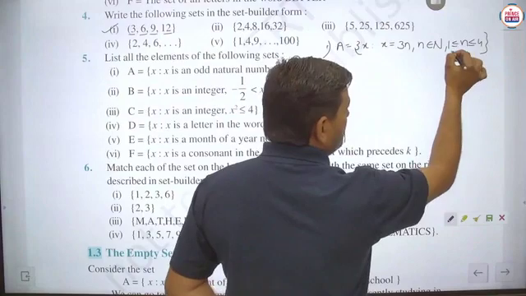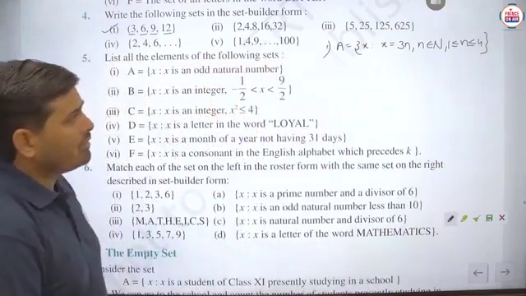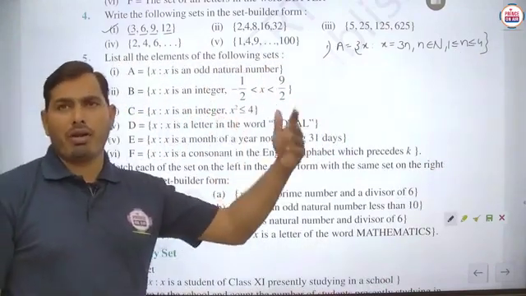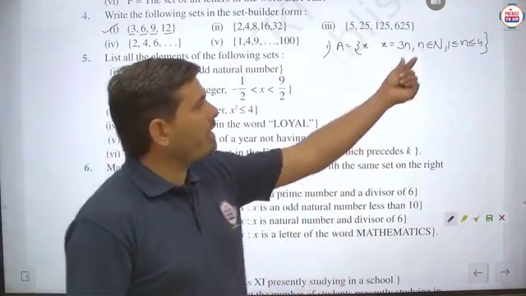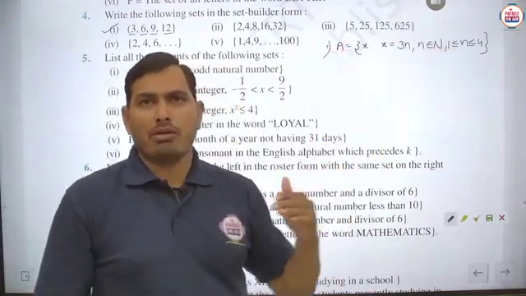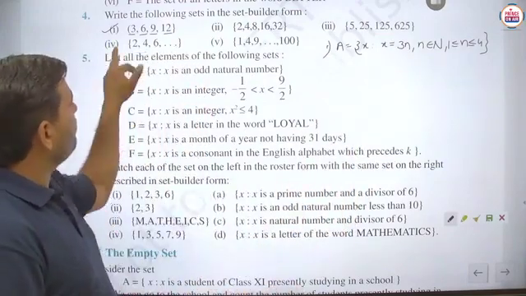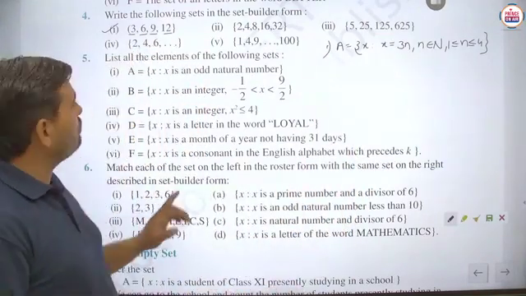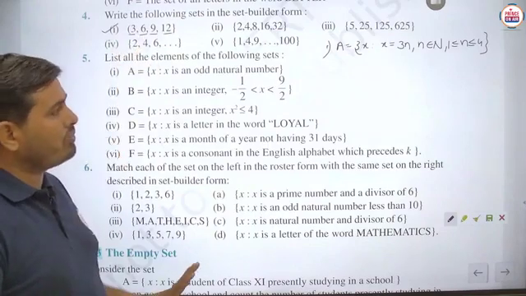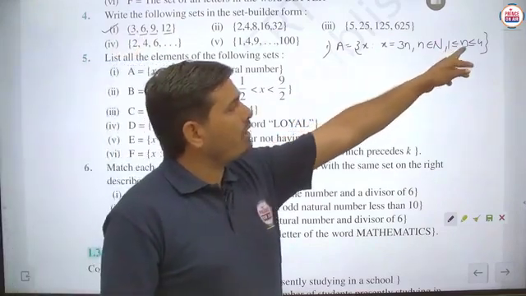Because students, if this condition is not mentioned, then there will be an infinite number of elements. If you only write n belongs to the natural numbers, then this will proceed up to infinite terms. But here a fixed number of elements is needed, so 3, 6, 9 and 12 is given. Then we can write 1 to 4.